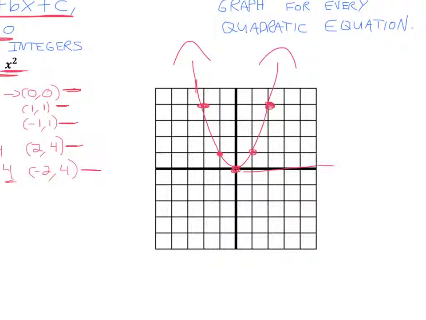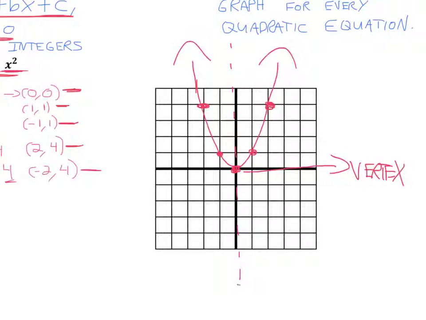This point exactly in the middle, this is called the vertex. Every parabola is going to have a vertex, a point that's exactly in the middle. Now, another thing I'm going to do, I'm going to cut this parabola in half. I'm going to draw a dotted line.